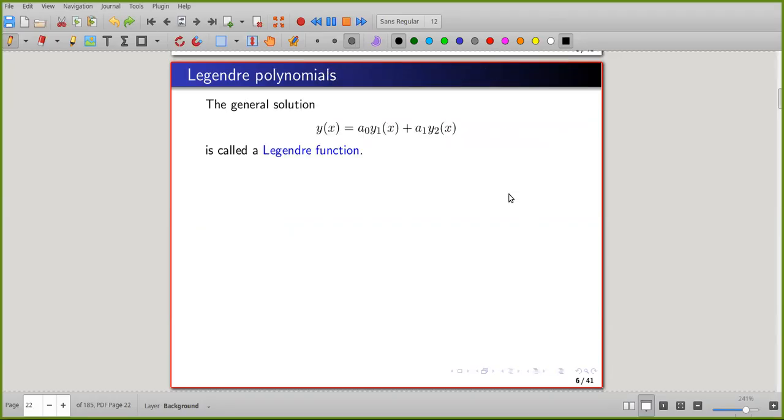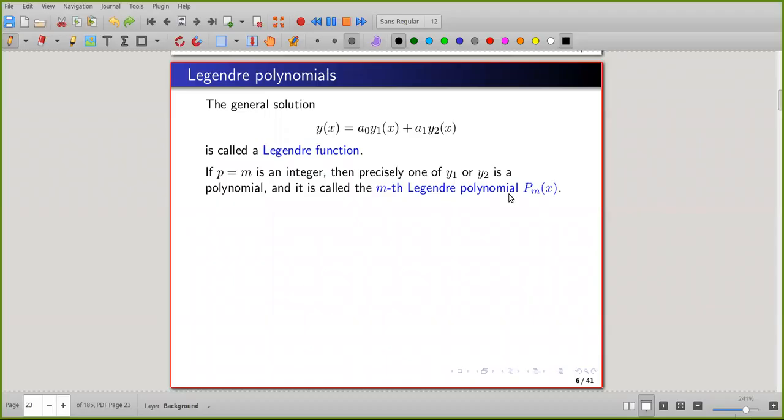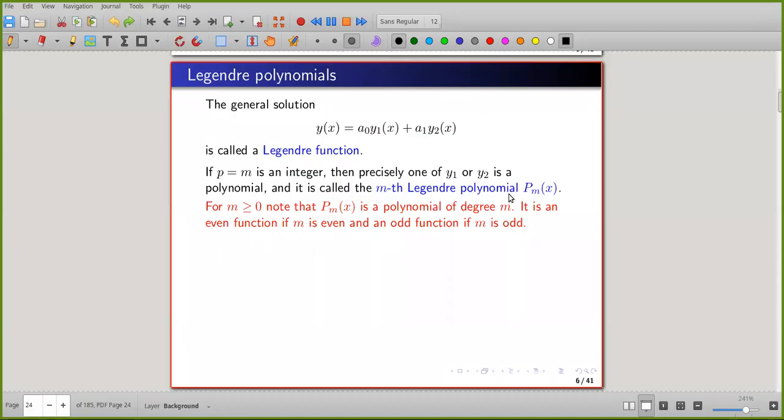Okay. So the general solution y(x) equal to a0 y1(x) plus a1 y2(x) is called a Legendre function. And if p equal to m is an integer, then precisely one of y1 or y2 is a polynomial, and it is called the mth Legendre polynomial. We write it P_m(x). For m greater than or equal to 0, note that P_m(x) is a polynomial of degree m. It is an even function if m is even and an odd function if m is odd.